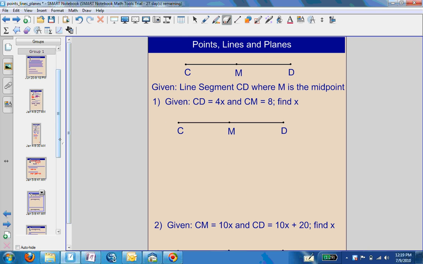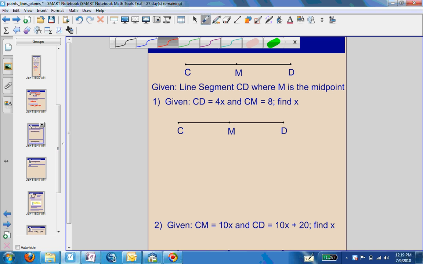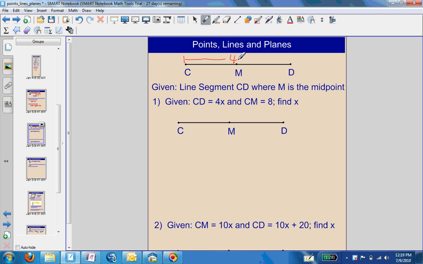In our next slide, we're going to do some more complicated math where we have to actually throw in some algebra. Here we have line segment CD with the M as the midpoint, and we're told that CD is 4x. So this whole line segment has a length of 4x. And CM is 8. Well, if that's 8, then the other side has to be 8. Line segment MD has to be 8 because we know those two are congruent.